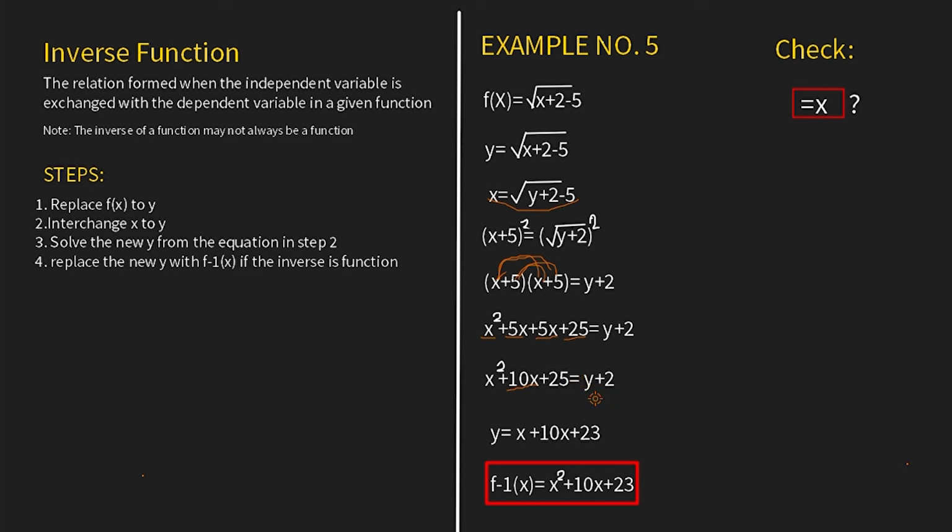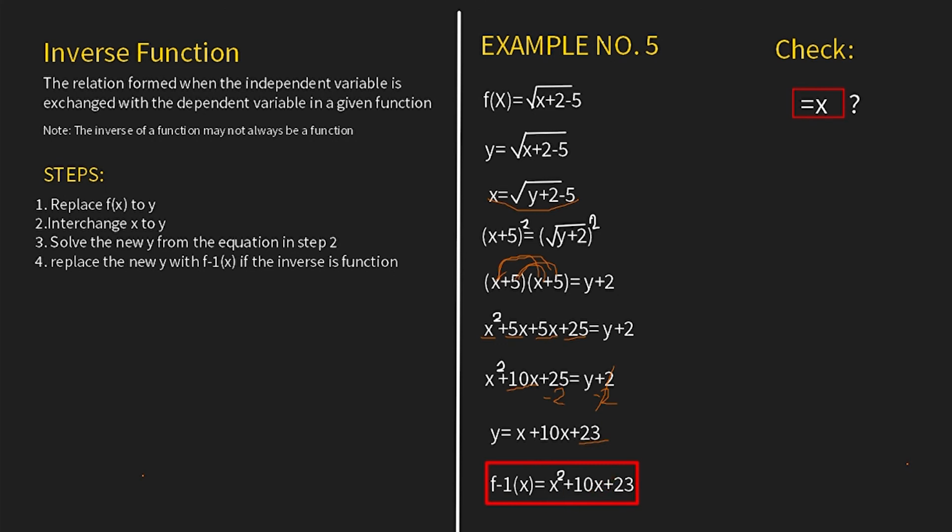So the last thing we need to do is to subtract 2 from both sides. So we subtract 2 from both sides. So cancel. So now we are left with y is equal to x squared plus 10x plus 25 minus 2 is 23. So our last step, to replace the new y with f inverse of x, is f inverse of x is equal to x squared plus 10x plus 23.